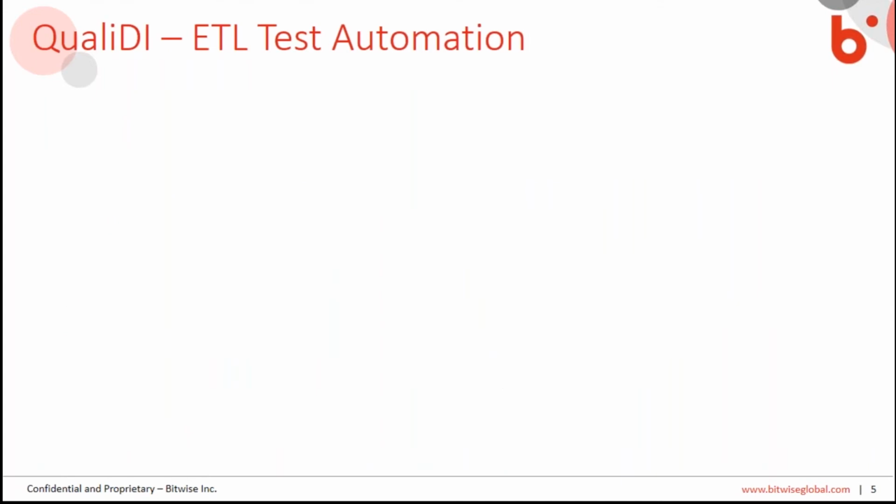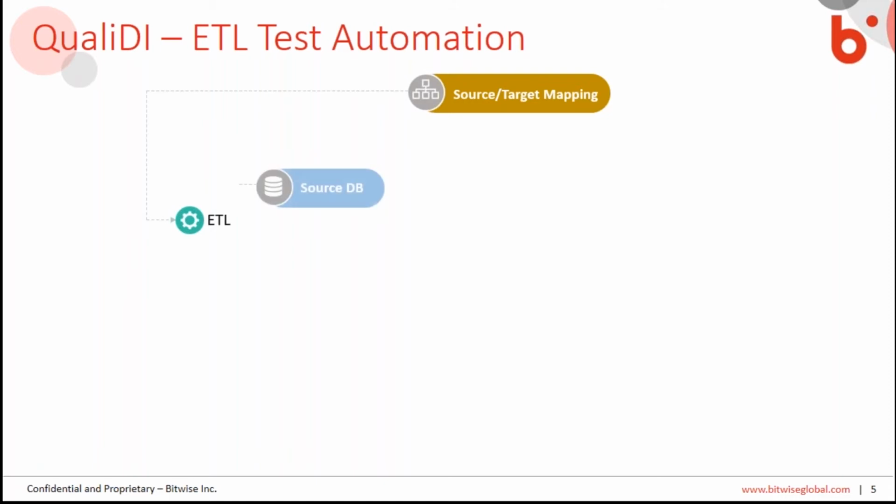Let us move forward to understand how QualiDI ETL Test Automation Tool can help us with these challenges. To begin with, let us see the general ETL process. In any ETL, the source target mapping, in other words, the requirement document, is used to develop the ETL graph. Now, the ETL graph will fetch data from source, apply transformation rules, and load the target.